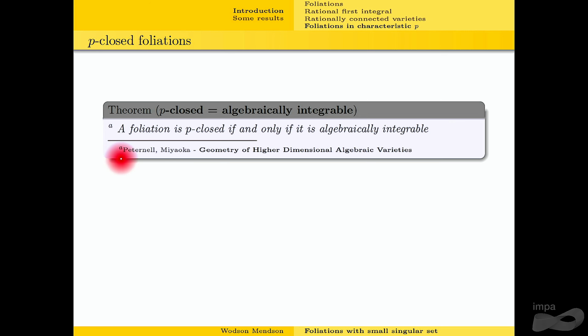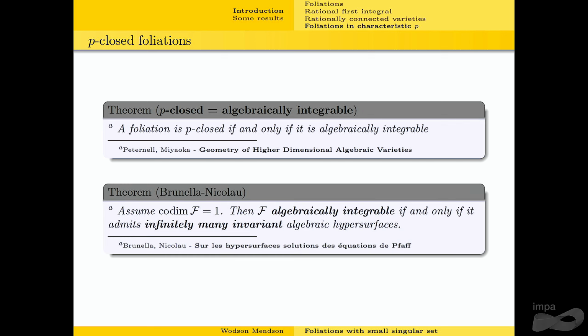We also have this theorem which says that p-closed is the same as algebraically integrable. So a foliation is p-closed if and only if it is algebraically integrable. And we also have a Darboux-Jouanolou type theorem for characteristic p. If you have a codimension 1 foliation, F is algebraically integrable if and only if it admits infinitely many invariant hypersurfaces.